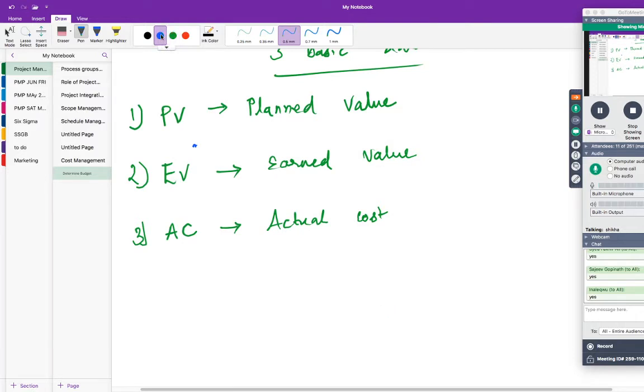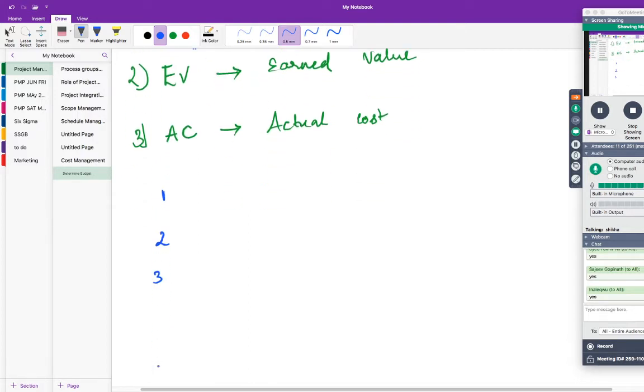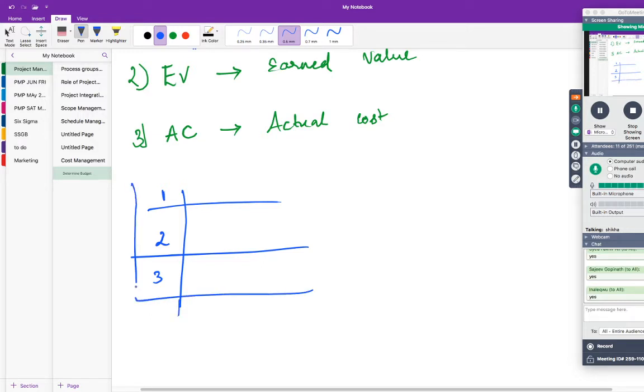So let's say we have a project, and this project is a 3-day project. Day 1, day 2, day 3. For the project activity, you have estimated that you require 3 days to complete it. So on the third day, how much would you have completed? 100 percent of the work, right? That was your plan.